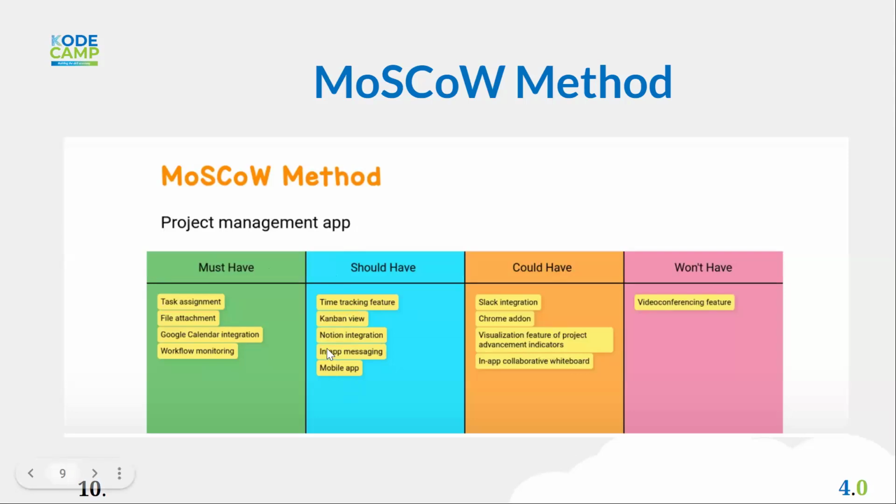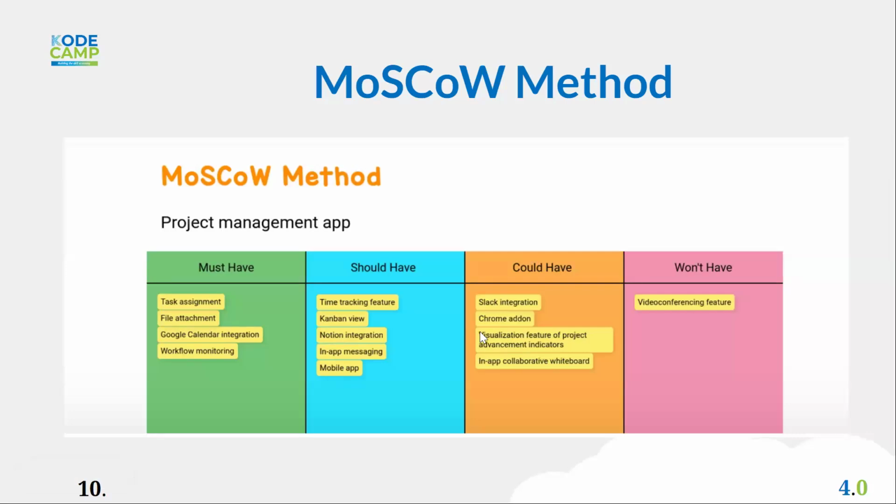Then you have in-app messaging. What do I have to message when I have a task to do? It's important, but it's not really solving the project management app problem. Then you have mobile app. Most project management applications are actually web-based, so that you're able to see them clearer. You can actually use them on mobile, but it's better to use it on the web. Then you have Slack integration. We all know what Slack is. Then you have Chrome add-on, not really necessary.